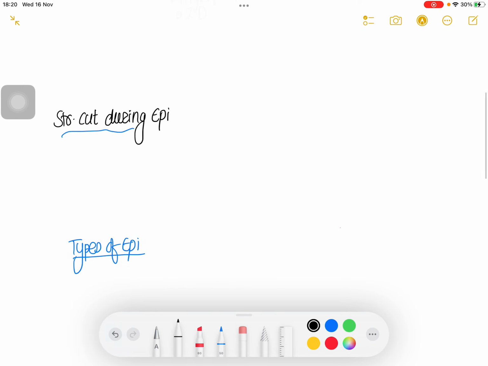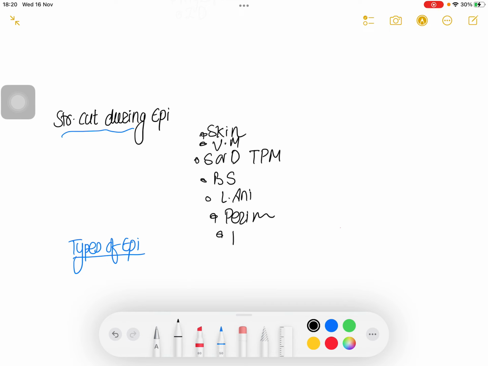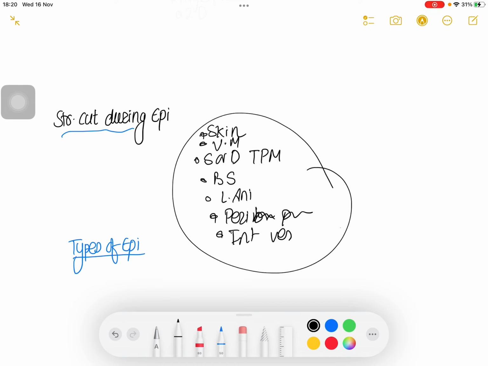So the structures cut during the episiotomy are first skin, then superficial or deep transverse perineal muscle, and then bulbospongiosus muscle, and vaginal mucosa, and fibers of the levator ani muscle, and the perineal nerves, and the perineal branch of the pudendal nerve, and the internal pudendal vessels. So these are the structures which are cut during the episiotomy.